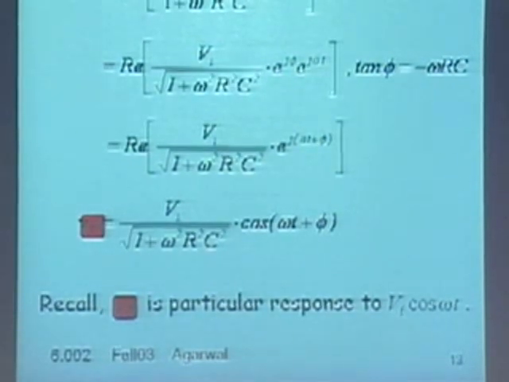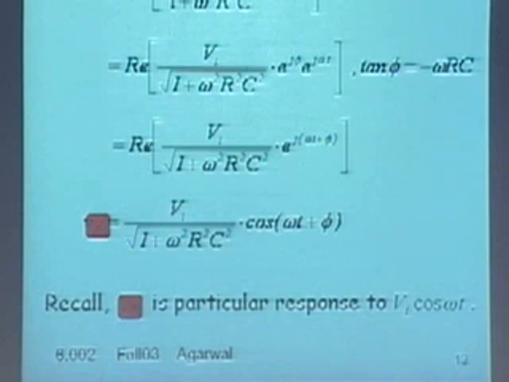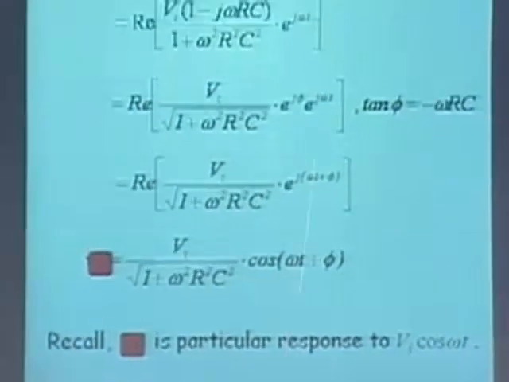Okay, so by taking the sneaky path and then taking the real part of that output answer, I was able to very quickly get to where I wanted to be. From here to here, it's only math. And recall that VP, the thing in the red, was what we set out to find, which is a particular response to VI cosine of omega t. And remember that to grunge is all of this stuff.